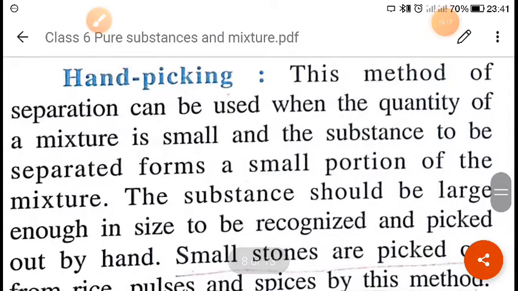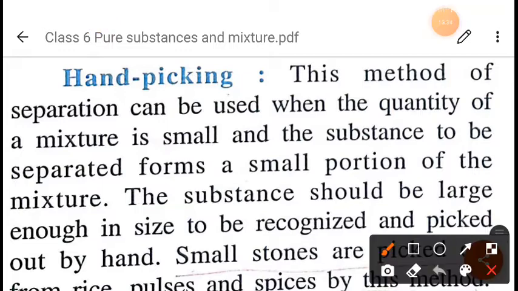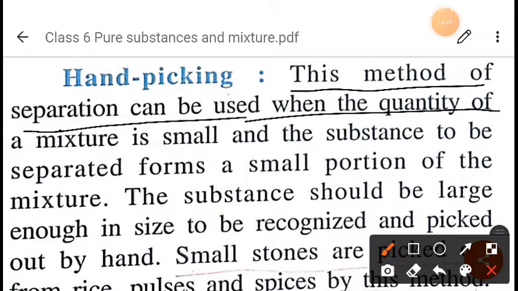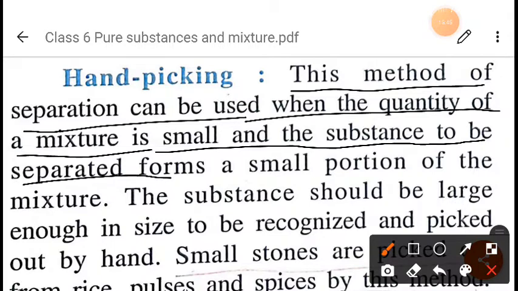Hand picking method is very easy. In your home also you have seen so many times your mother or sister picking out stones from rice, or sometimes stone or mud particles from pulses. That process is called hand picking method. So what is written here: this method of separation can be used when the quantity of the mixture is small and the substance to be separated is a small portion of the mixture.